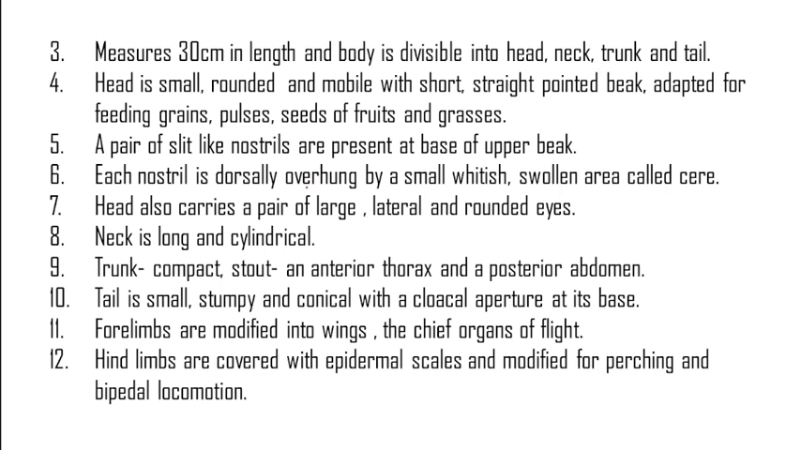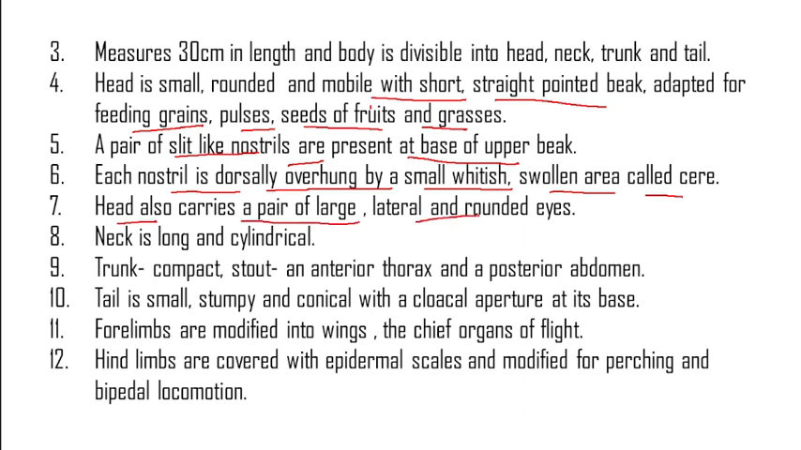Head is small, rounded and mobile with short, straight, pointed beak, adapted for feeding grains, pulses, seeds of fruits and grasses. A pair of slit-like nostrils are present at base of upper beak. Each nostril is dorsally overhung by a small whitish swollen area called cere. Head also carries a pair of large lateral and rounded eyes. Neck is long and cylindrical.